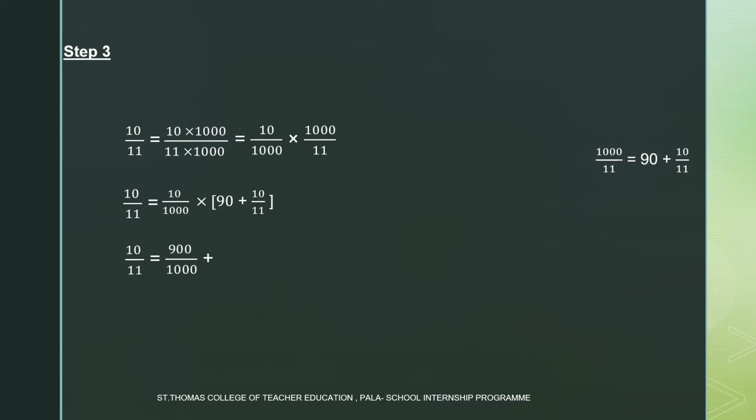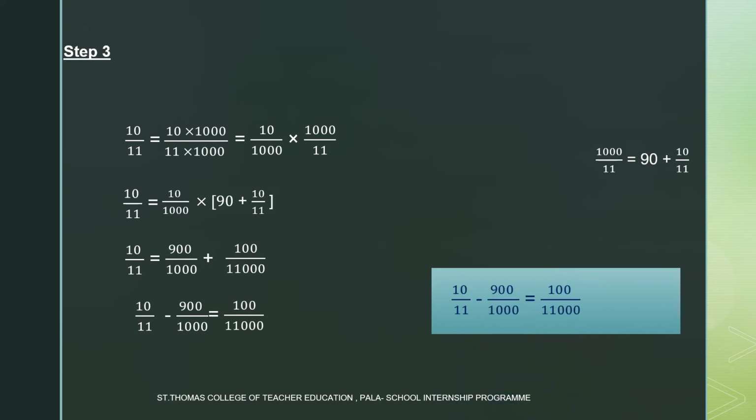Again, applying distributive property, we get the first term as 900 by 1000 plus 100 by 11,000 and bringing 900 by 1000 to LHS and on rearranging, we get the next equation as 10 by 11 minus 900 by 1000 equal to 100 by 10,000 and we consider this as equation number 3.